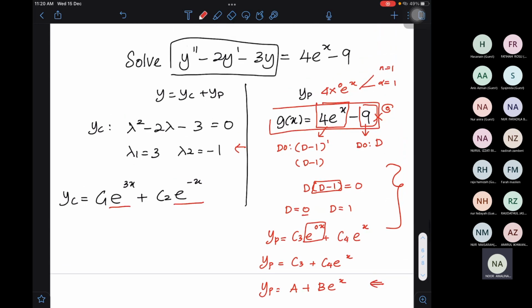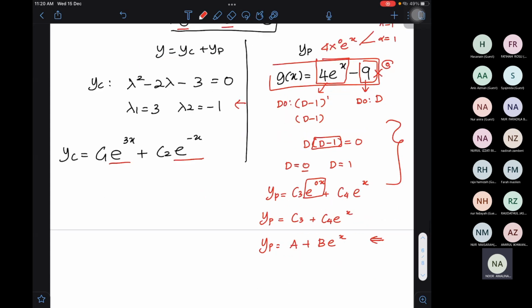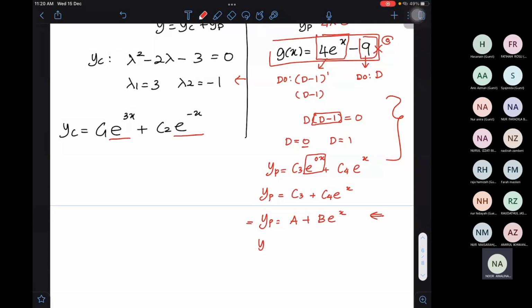So nak cari value A dan B, kita kena buat proses yang sama because dalam kita punya differential equation ni ada y prime, ada y double prime. So y prime kita adalah differentiate A dapat kosong. Differentiate B exponent x. Yang pertama kena salin balik. Yang kedua differentiate kuasa. Differentiate kuasa dapat 1. So dapatlah B exponent x.